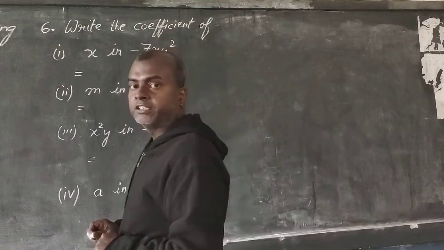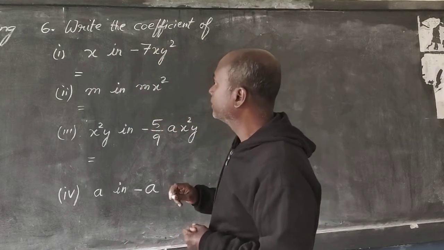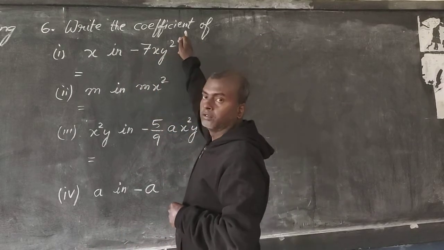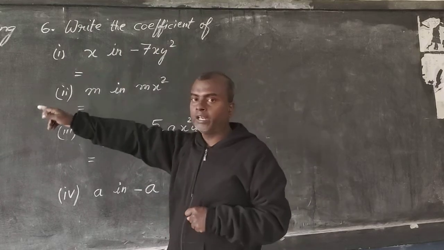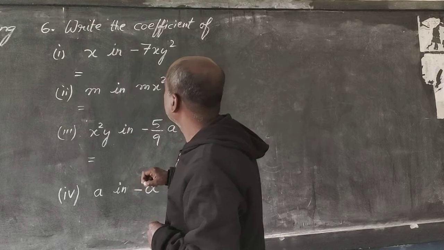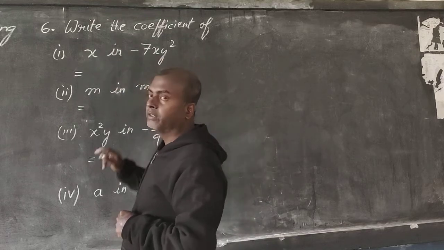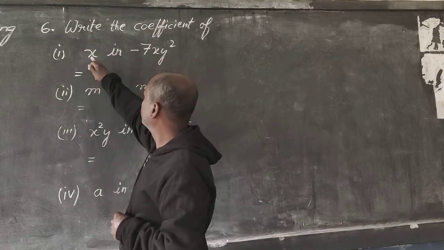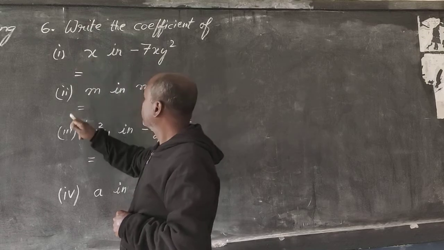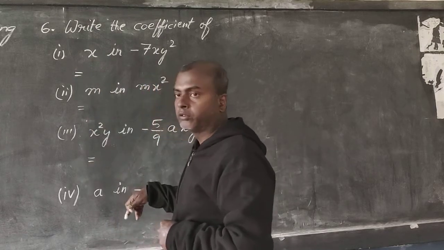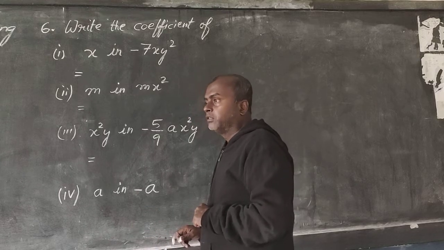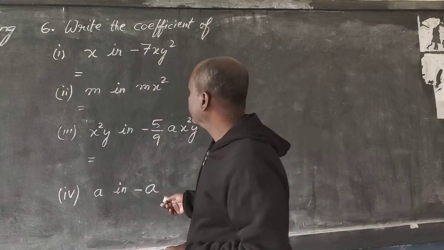Okay, now question 6 also is the same. You have to find coefficient of, but unlike question 5, in this one now they have given coefficient of different terms. Like in question number 1, they want coefficient of x. In question 6 part 2, they want coefficient of m and so on. So the term keeps on changing in each question.